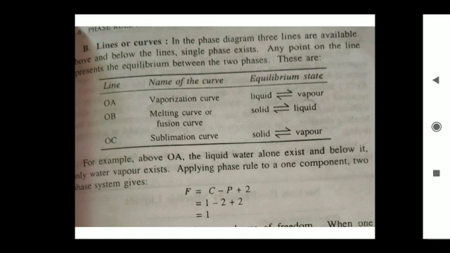Applying the phase rule for the OA curve, the number of components is 1 and the number of phases is 2, so the number of degrees of freedom is 1. So each and every curve has 1 degree of freedom.